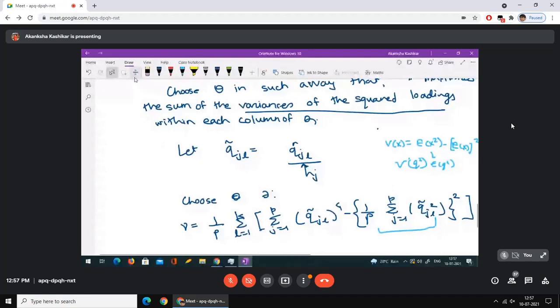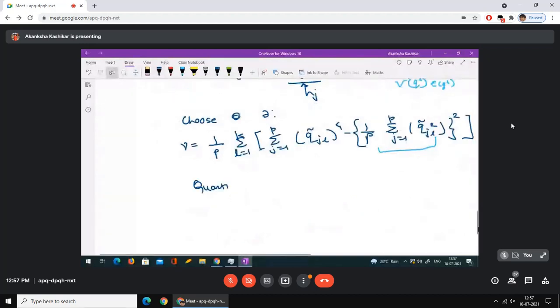So Varimax rotation is just one method. There are many other methods of rotation. For example, one is Quartimax. And there are a couple of other methods, but we won't go into the details of those methods. So how does the rotation matrix thing work?